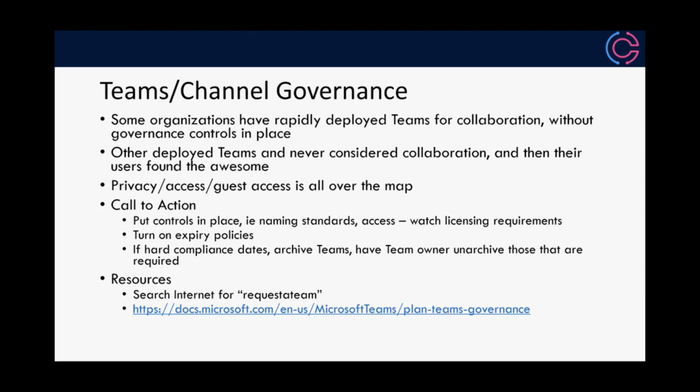There's been a lot of rapid deployment of teams for collaboration without a lot of the best practices in place around naming standards and who can create teams and what the access to those teams is in terms of, are they private, are they public, are they accessible by guests? It's really all over the map when you look at organizations. So get those controls in place and those naming standards and that access now.